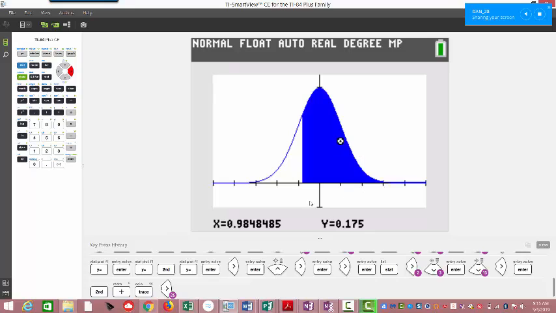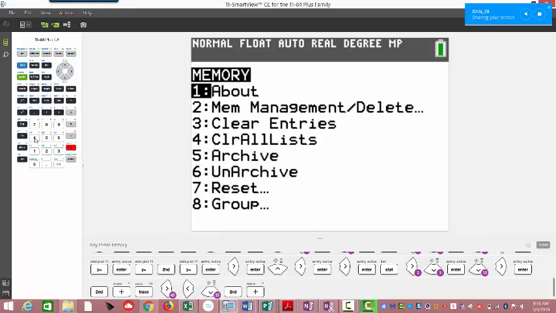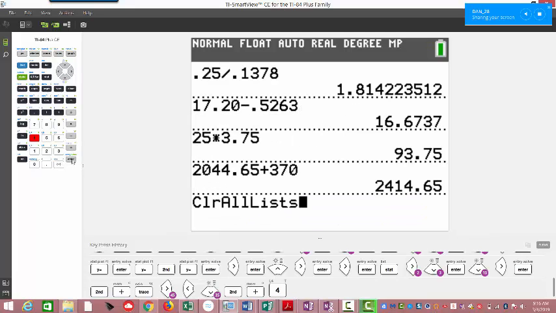So our table value is way over here. So our table value is clearly in the shaded region. Okay, but to clear our lists, second and then the plus, that's second memory, and 4 to clear all lists.